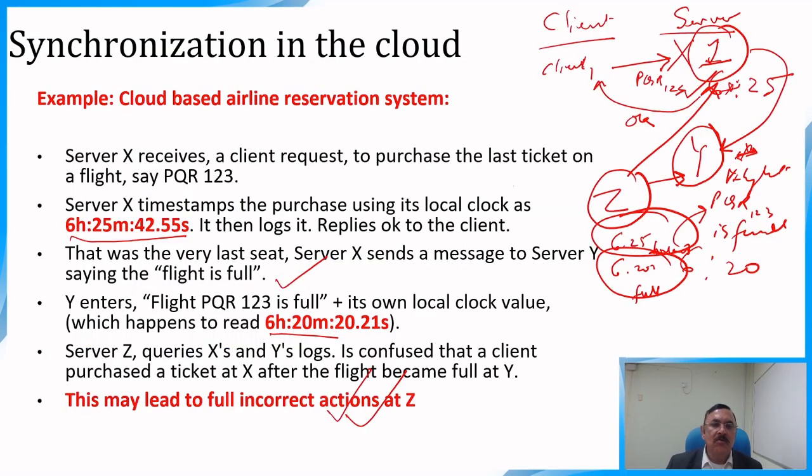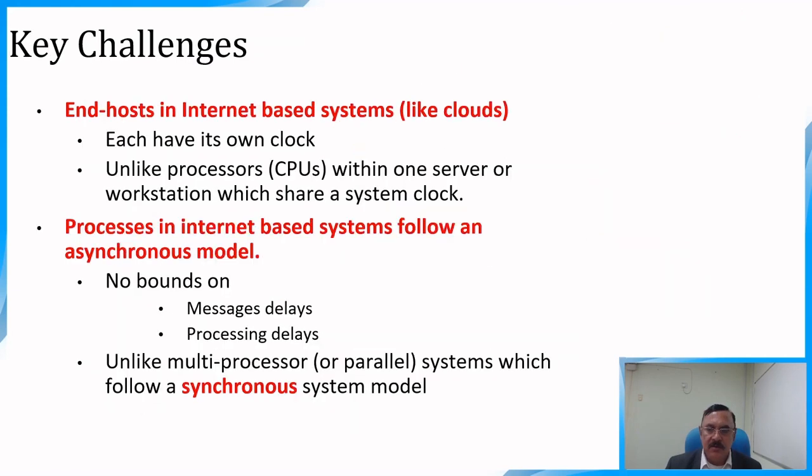Therefore, in a cloud application where multiple servers are running, there is also a requirement of clock synchronization in various applications. Now, the key challenge is that the end hosts in internet-based systems like the cloud each have their own clock, whereas CPUs within one server or workstation share the common system clock. So the processes in the internet-based system follow an asynchronous model, that is, no bounds on the message delays and the processing delays, unlike a multiprocessor parallel computing system, which follows the synchronous model.